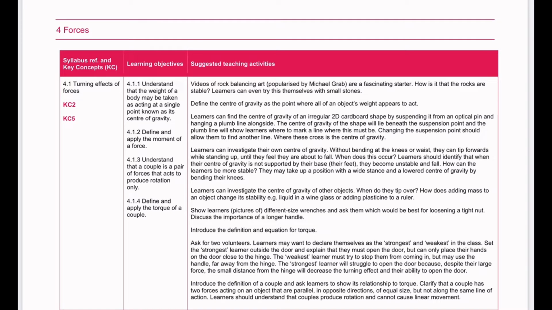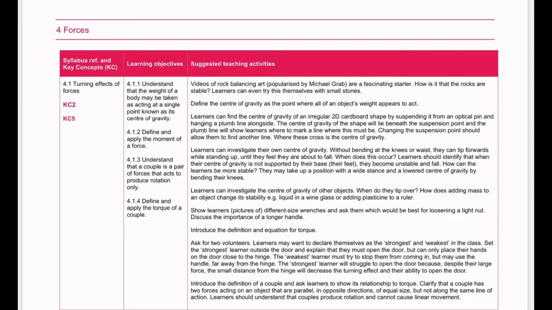Next we have forces. The key concept 4.1, turning effects of forces. The learning objectives. 4.1.1, understand that weight of a body may be taken as acting at a single point known as its center of gravity. 4.1.2, define and apply the moment of a force.